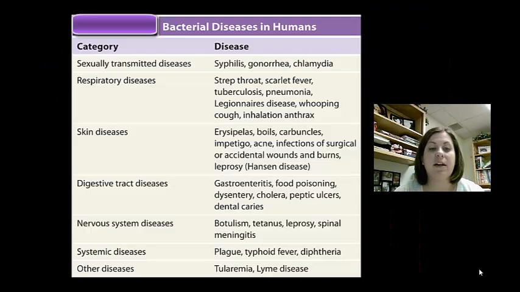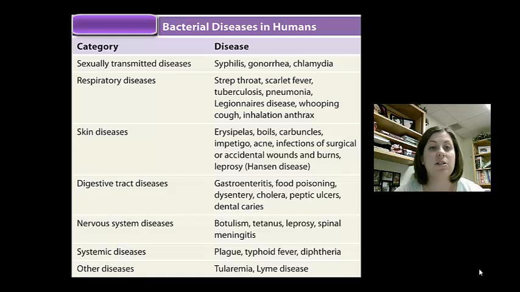Domain Bacteria includes free-living bacteria as well as pathogenic bacteria that cause many human illnesses. Many species invade and destroy the tissues of their host, while others produce powerful toxins that are harmful to the host. Here is a short list from your book of some human bacterial infections.